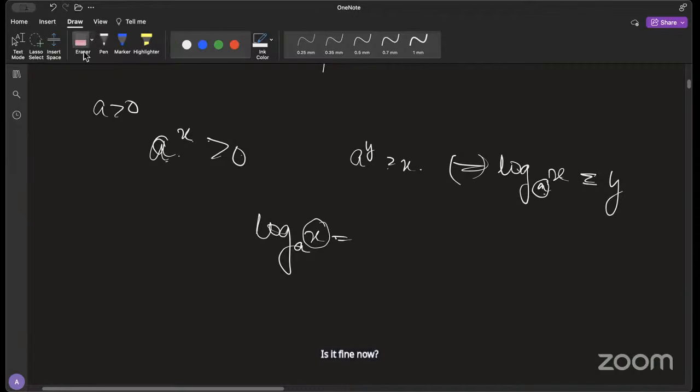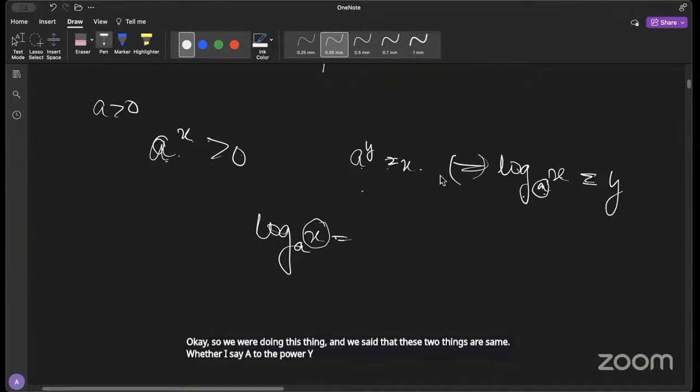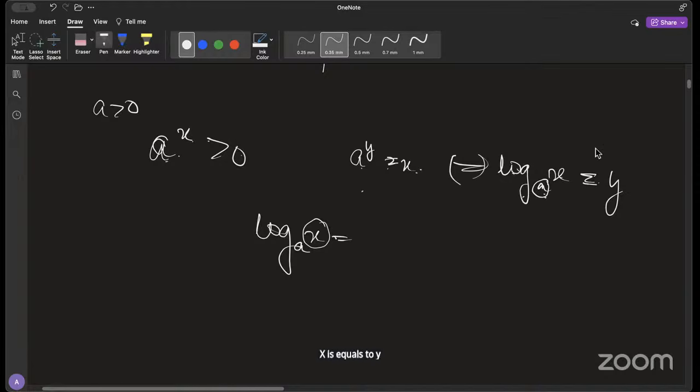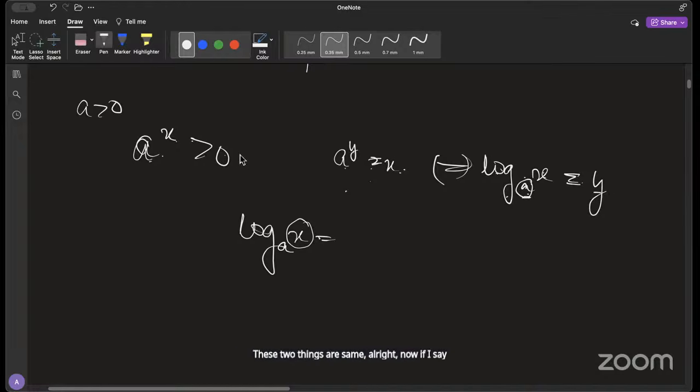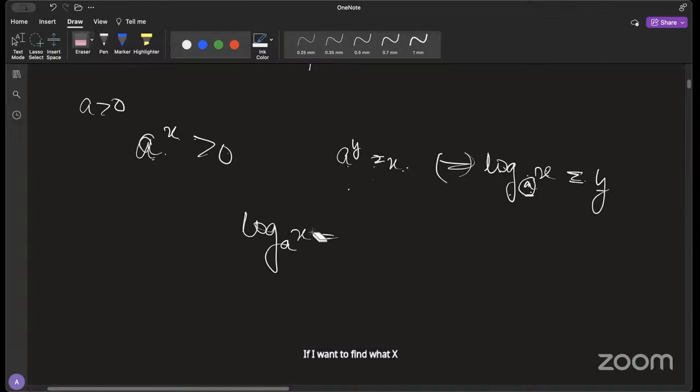Yes, okay. So we were doing this thing and we said that these two things are same. Whether I say a to the power y is equal to x, or I say log base a of x is equal to y. This expression basically means when I raise this base to the power y, I should get x. These two things are same.